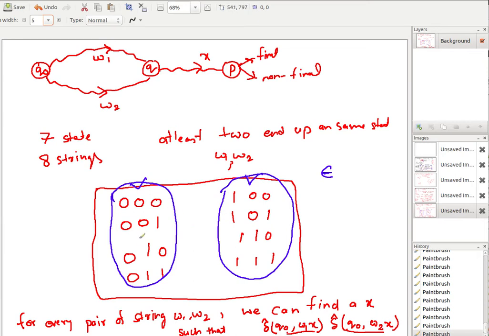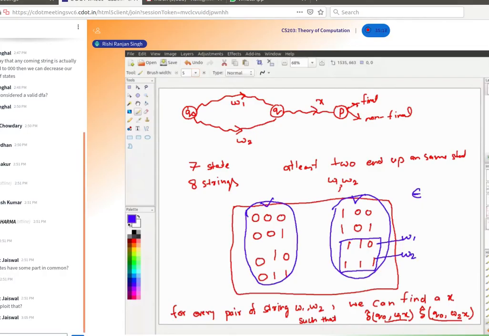Now you might say, okay, let's say that I pick these two strings. Then what will be the appending? So this is my W1, this is my W2. For this W1, W2, can you tell me the value of X such that if I append that X to it, one will go to a final state, the other one will not go to a final state? If you understood, you will be able to answer. What will be the value of X for this W1, W2?